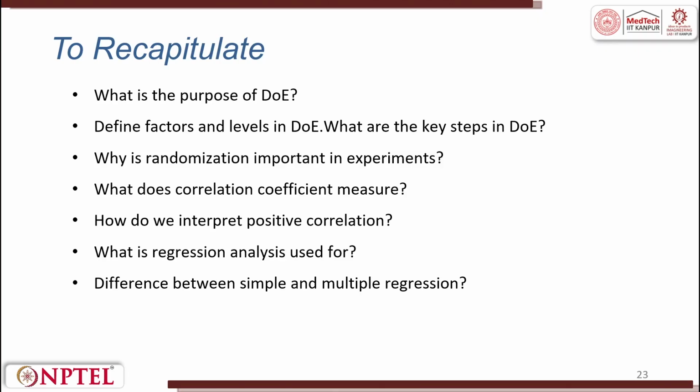Just to recapitulate what we discussed in this lecture, we talked about what is the purpose of design of experiments. We saw the terminology, factors, level, treatment, what are factors and level in DOE. This is one of the questions. What are the key steps in design of experiments? Why is randomization important in experiments? What does correlation coefficient measure and how do we interpret the positive correlation? What is regression analysis used for? Difference between simple and multiple regression.